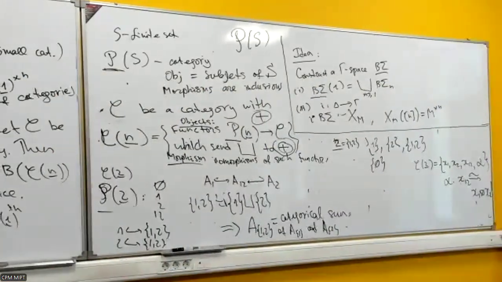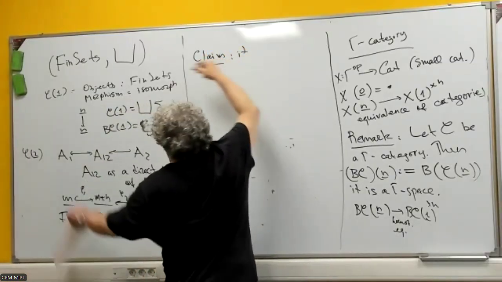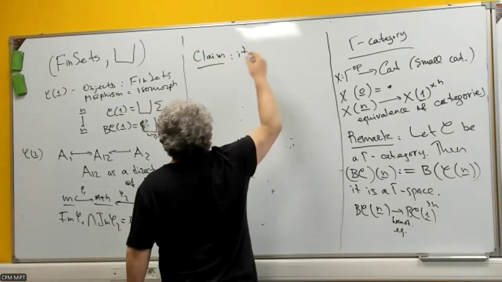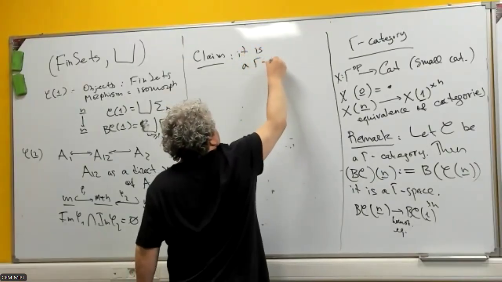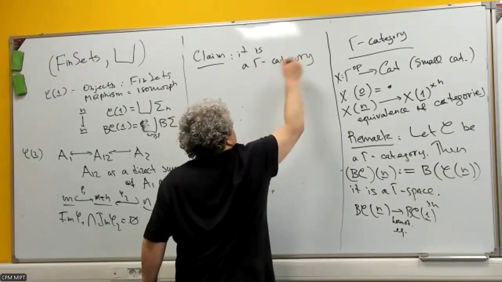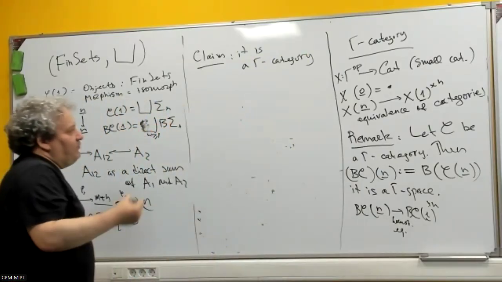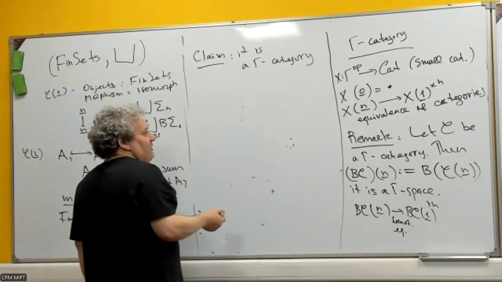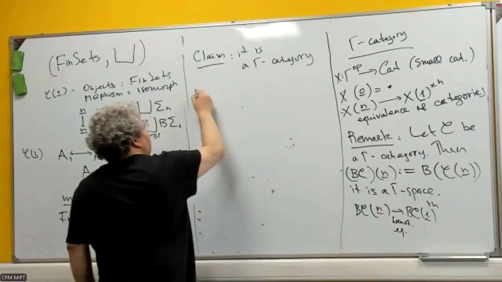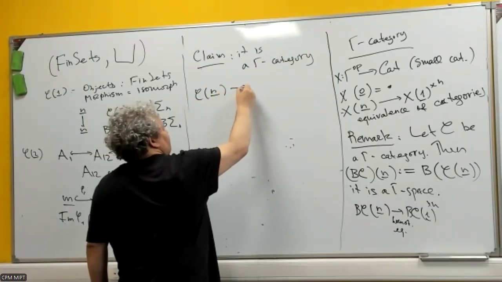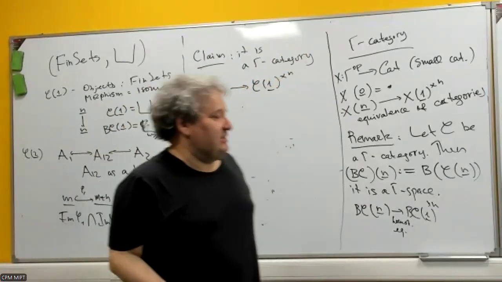So the claim is it is a gamma category for finite sets or for any category with direct sums. So basically it's clear that the condition for x0 is fulfilled, more or less by definition. Then what we have to check is the condition that C of n is mapped to C of 1 to the power n, an equivalence of categories.